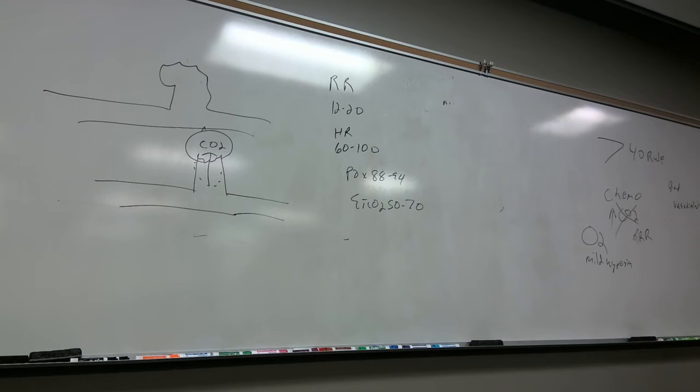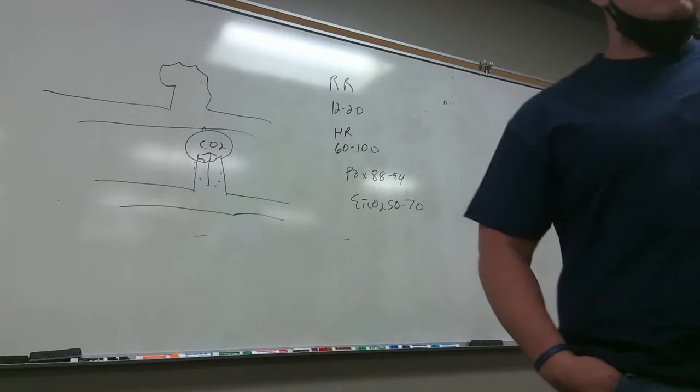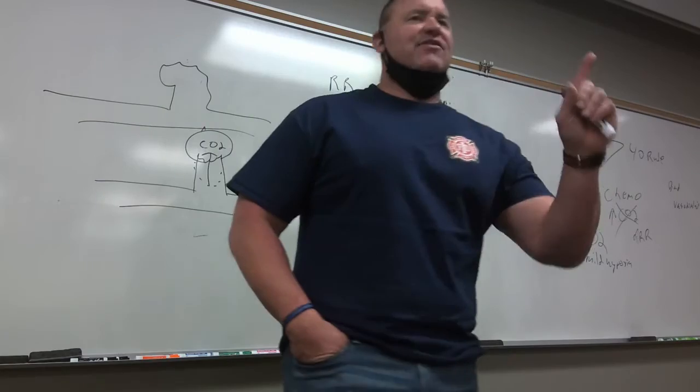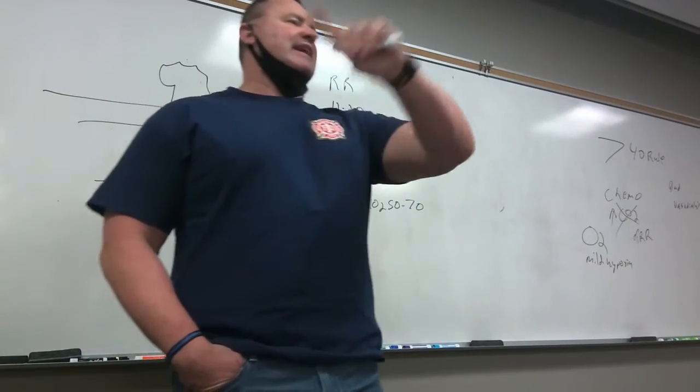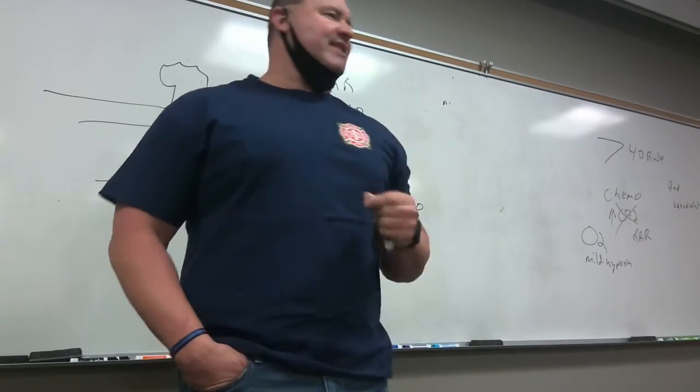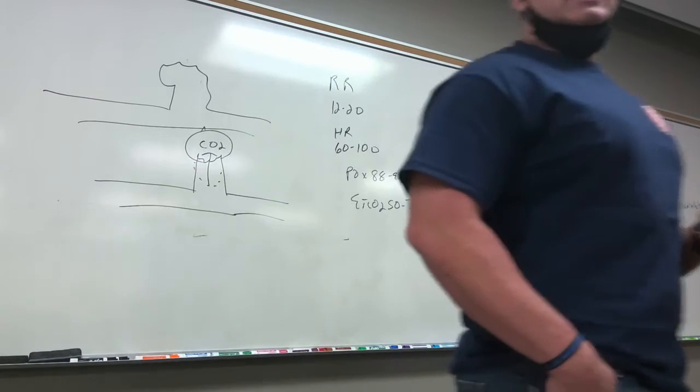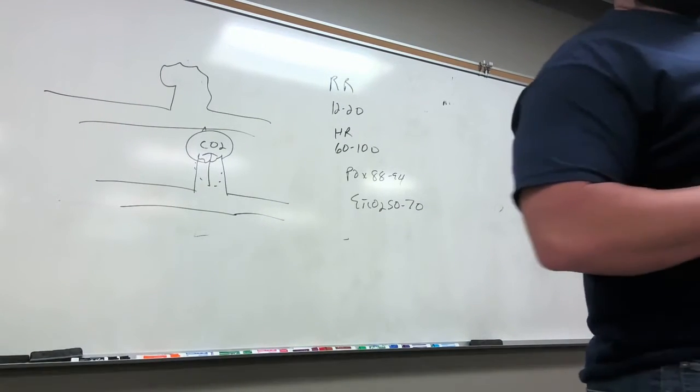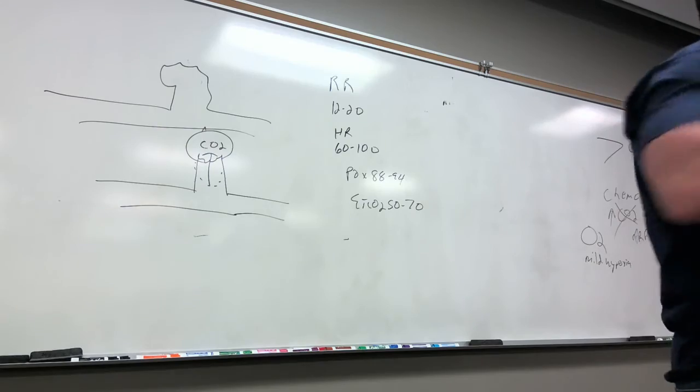Now, in order to knock out the hypoxic drive, we have to be with them long enough to get their sats from hypoxia to 98 to 100% and then leave them like that for another 10 to 15 minutes. So it takes about 20 minutes of high flow oxygen to knock their hypoxic drive out.